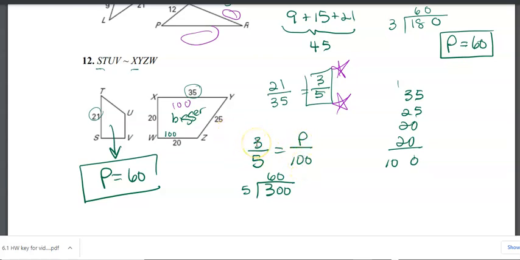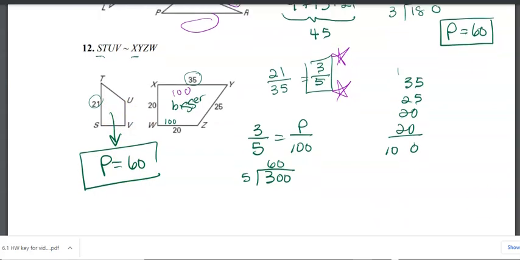Do your cross products. 3 times 100 is 300. P times 5 is 5P. Divide both sides by 5 to get P by itself, and you should get P is 60. The perimeter of the smaller shape is 60.